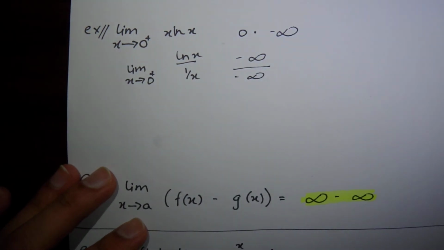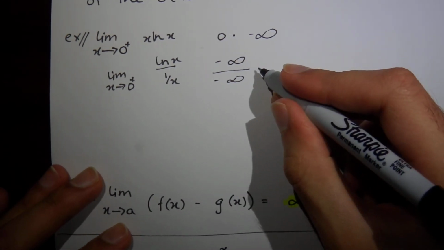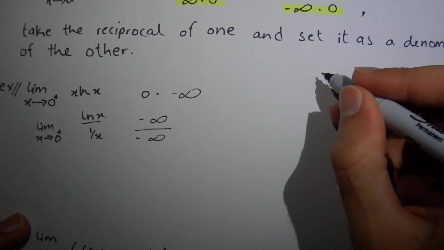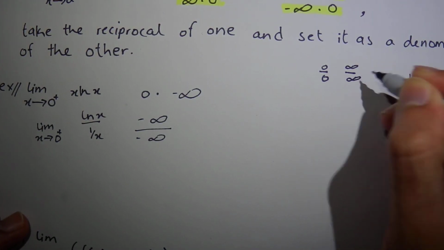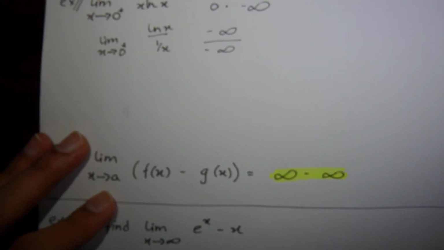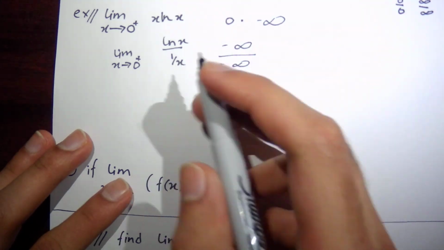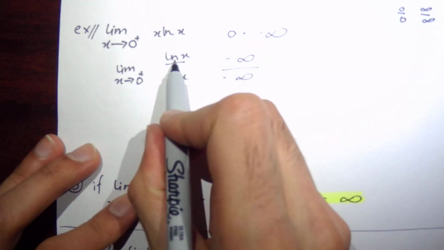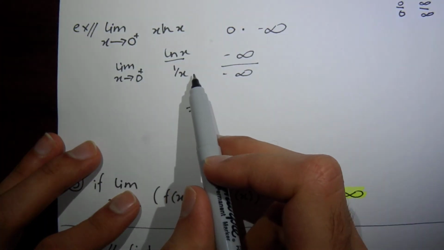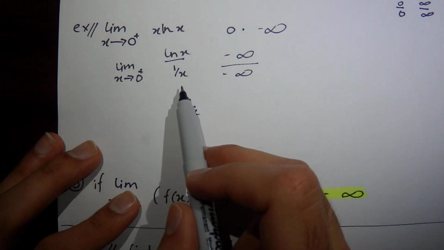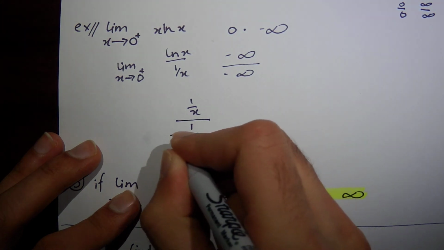Now does this look familiar? Yes it does. It is L'Hopital's rule right here. If you recall, L'Hopital's rule must be applied for 0 over 0 or infinity over infinity. So we take the derivative of the numerator and the derivative of the denominator separately now. The derivative of ln of x we know is 1 over x, and the derivative of 1 over x would be negative 1 over x squared. So all that divided by negative 1 over x squared.